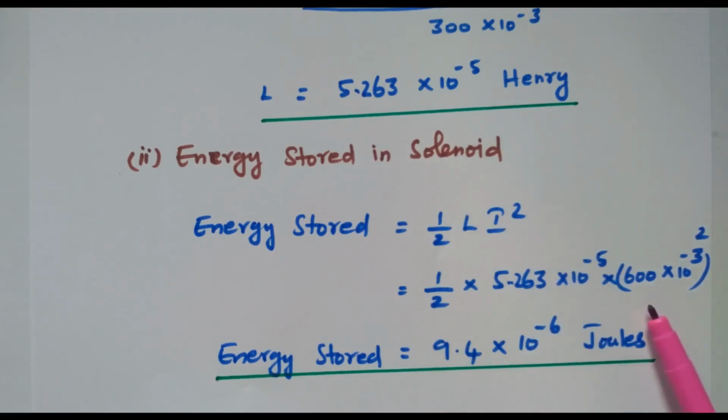So half into L, where L is what we just calculated, 5.263 into 10 to the power minus 5, into I square. I is 600 milliampere, so 600 into 10 to the power minus 3, squared. Right? By simplifying this, what we got? 9.4 into 10 to the power minus 6 joule. The energy stored is given in joules, so 9.4 into 10 to the power minus 6 joules, right? So now we calculated the inductance of the solenoid and the energy stored in the solenoid.